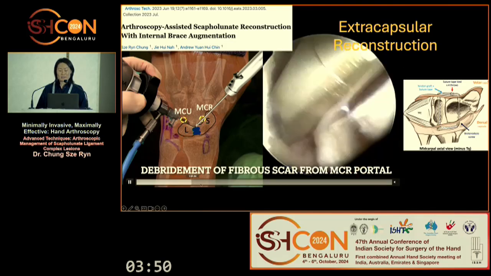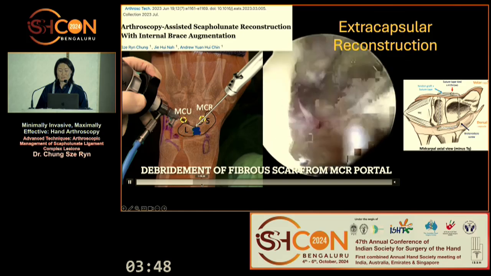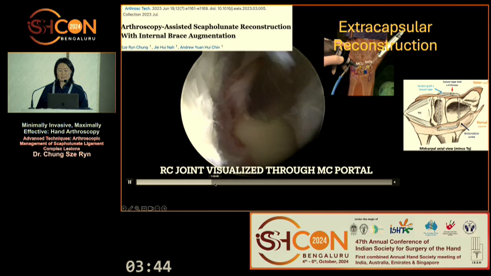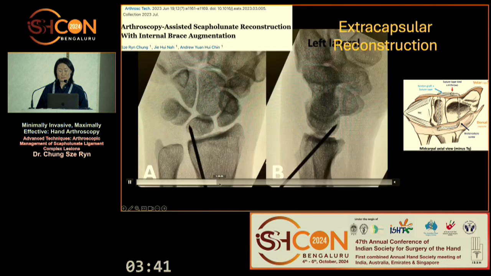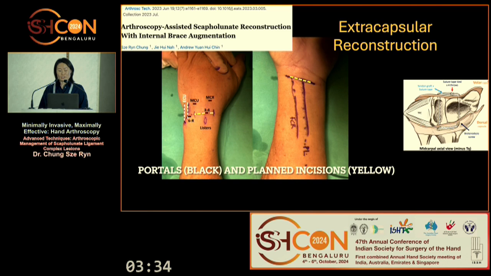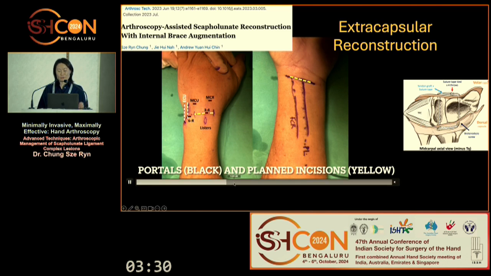And after debridement, you can see the radiocarpal joint, and you can see that the scapholunate joint after that is pretty much reducible, but because the extrinsic and interosseous ligament quality is not good, we proceeded on with the reconstruction. So this is a transverse incision, sort of extension of the 3-4 and the volar incision.